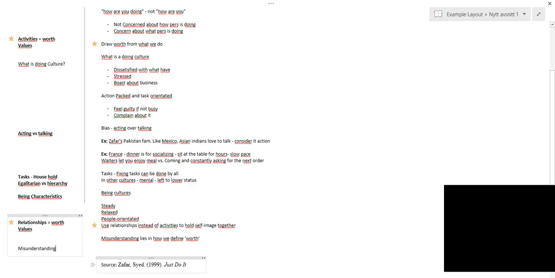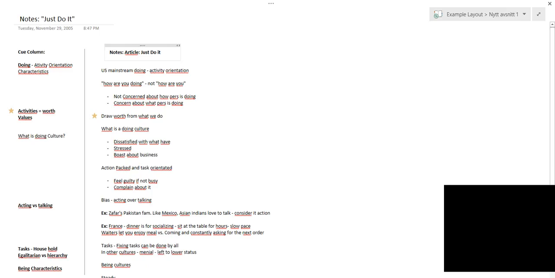Okay, so what we're going to do now, we'll skip over to a Word document, but let's keep this in mind. Let's take all these key points here. In the Q column, we have the doing versus being, acting versus talking, the different values. Okay, and that's more or less what your section is going to be about. So we'll skip over.